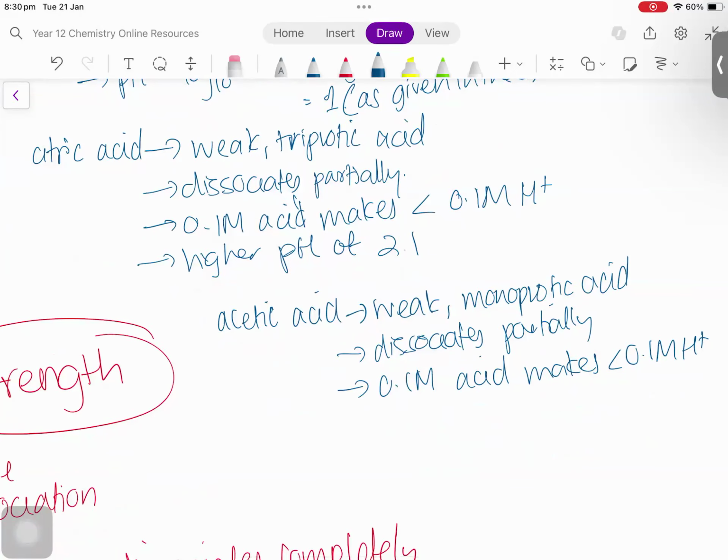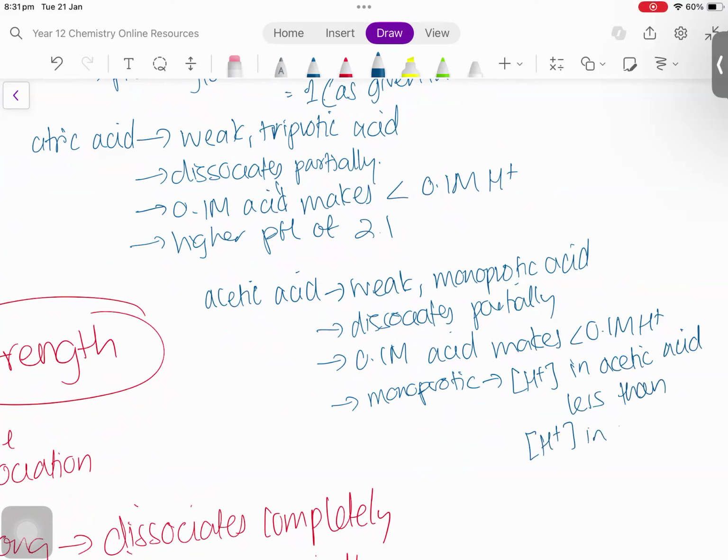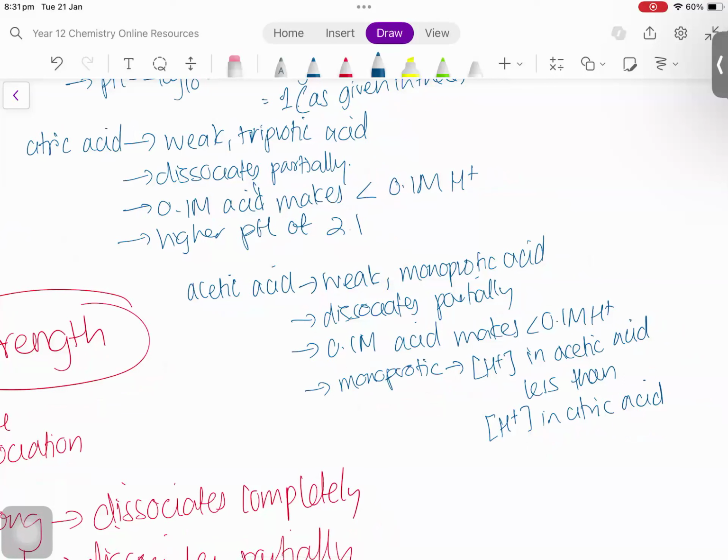Don't do it more than necessary. So it's starting to sound the same, so I need to address why the pH is still different, yeah? So even though acetic acid dissociates partially, because it's monoprotic, even though they both make less than 0.1 molar H plus, the H plus concentration in acetic acid is less than the H plus in citric acid. So what am I saying here? I'm saying citric acid and acetic acid both have a low H plus, but acetic acid is even lower than citric acid.